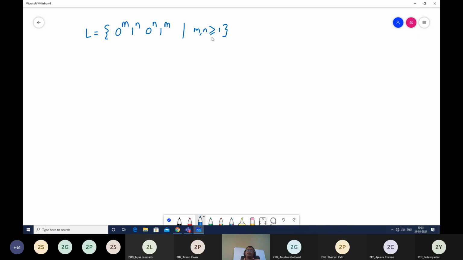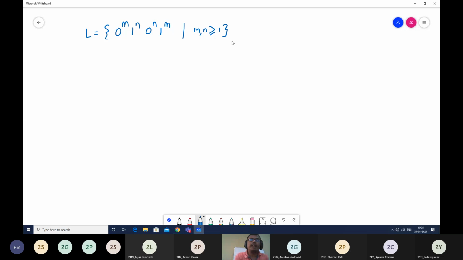All of you just pay attention now. See, what we see in this language is I have the same number of zeros and the same number of ones on the extreme part. Then inside that I have the same number of ones and the same number of zeros in the inner part. You can see the power of m for 0 and 1 on the outer part, and the power of n for 1 and 0 in the inner part is the same. And both these powers should be greater than or equal to 1.